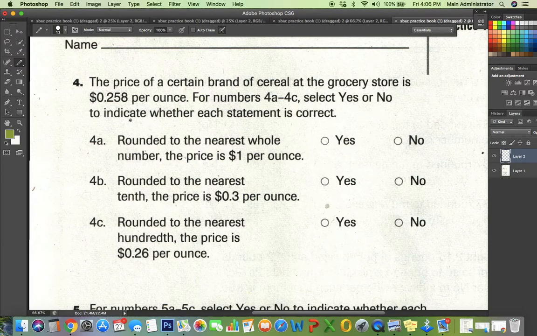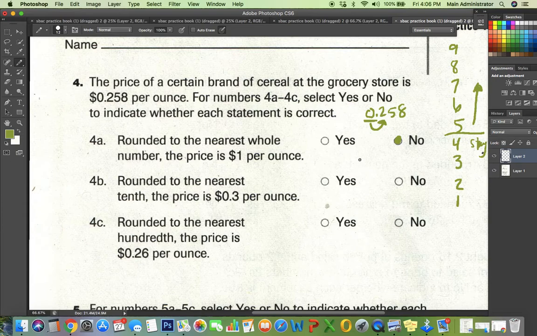Okay, I'm going to take my number right here, 0.258, rounded to the nearest whole number. This is the only whole number. This is 0. So the 2 is going to be in charge of telling the 0 what to do. And remember 9, 8, 7, 6, 5 bump up a number, and 4, 3, 2, 1 stay. So this 2 is in the stay category. It tells 0, you stay there. So it doesn't round up to 1. So that's a no.